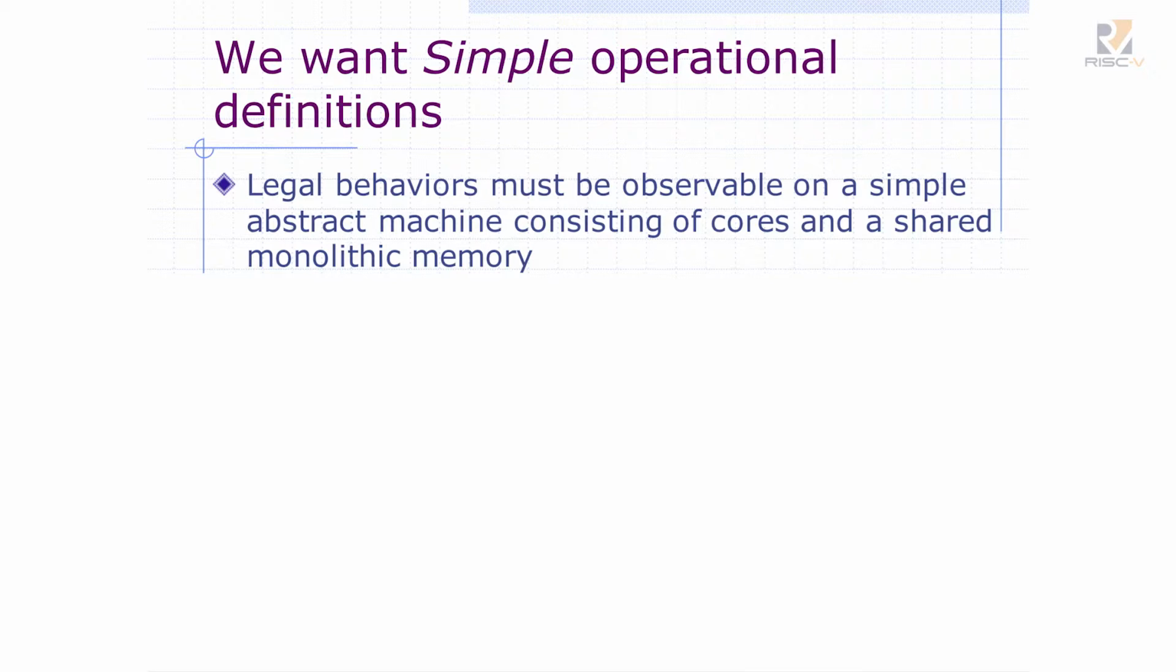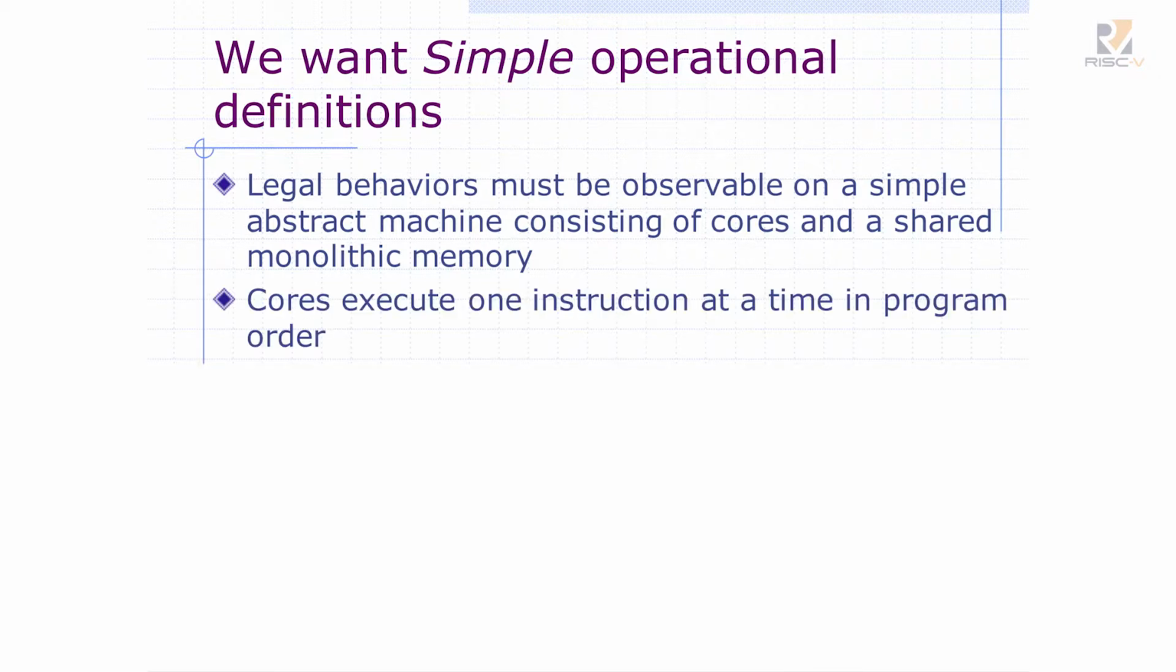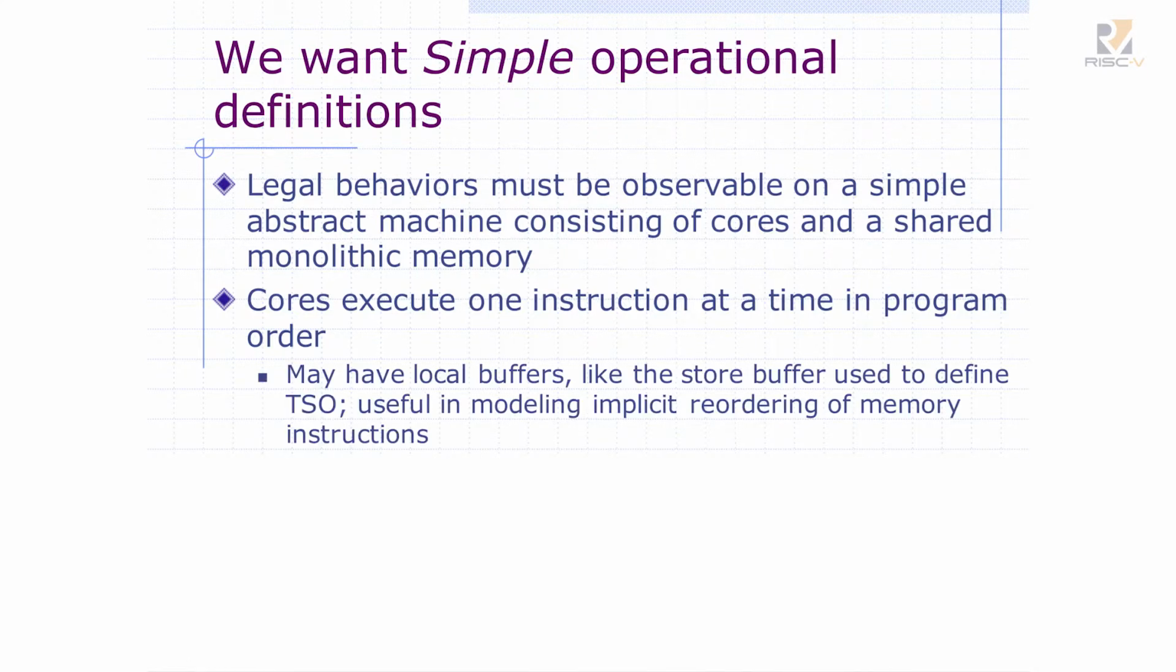And we want them to be an operational definition such that legal behaviors must be observable in some abstract machine, and that the cores are performing one instruction at a time, atomically, and they perform them in program order. You may have local structures that bring out the reordering in your memory model, such as TSO. TSO would be the application of these cores and a store buffer, where the cores can read from their own store buffer, but not their neighbors' store buffers. And fences in this model are reflected in flushing local buffers.